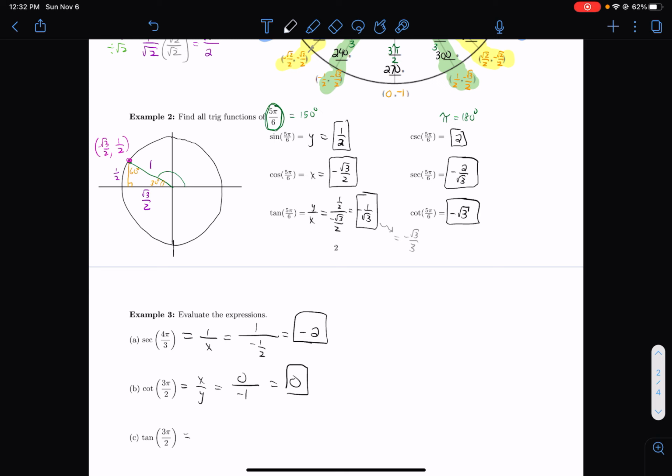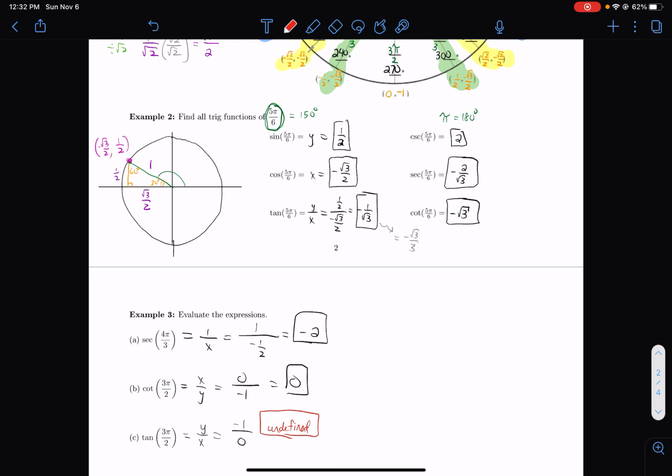So tangent is y over x. So that's going to be the reciprocal of what I just had. So I'll get negative 1 on top. That's y. Divided by x, which is 0. Oh, but that's undefined. I can't divide by 0. That is undefined. Ooh, okay, so sometimes trig functions can be undefined.